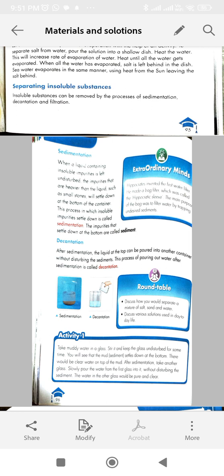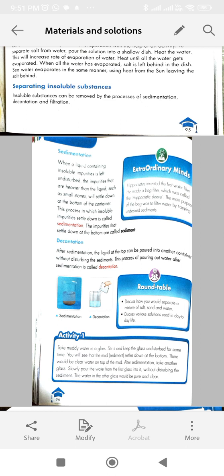Decantation. After sedimentation, the liquid at the top can be poured into another container without disturbing the sediments. This process of pouring out water after sedimentation is called decantation.